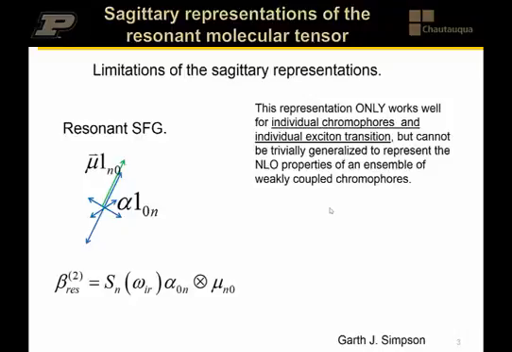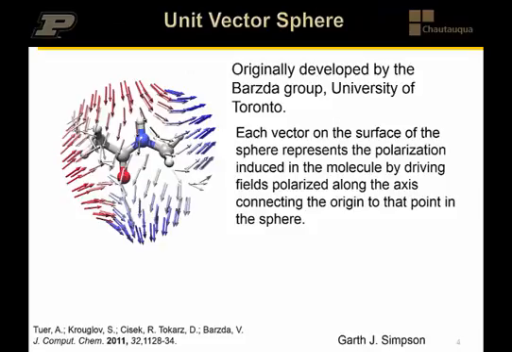If we want to ask what an ensemble of multiple chromophores is doing in terms of its nonlinear optical properties, the vector sphere representation is not as advantageous. We can look at coupled systems, but that's a whole different topic for another day that you'll be getting soon enough, I'm sure, if you're interested in carrying on. So the first alternative representation I'll be talking about is the unit vector sphere.